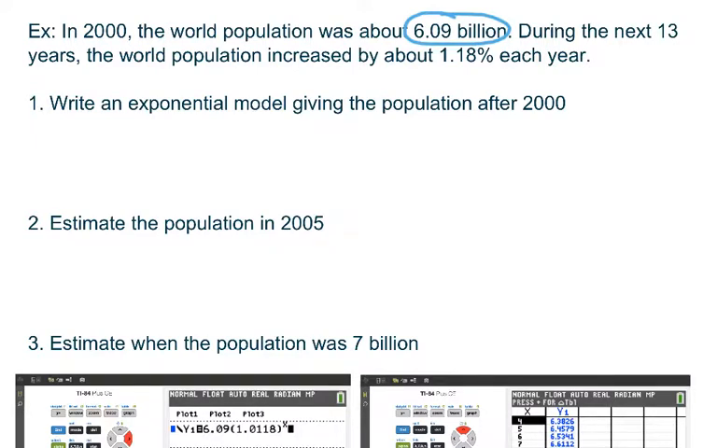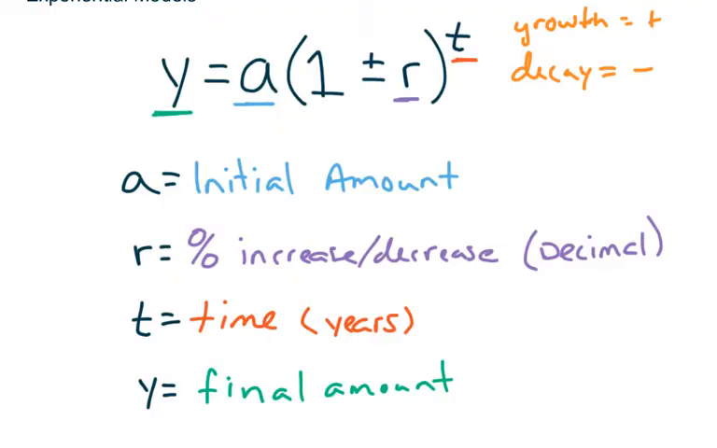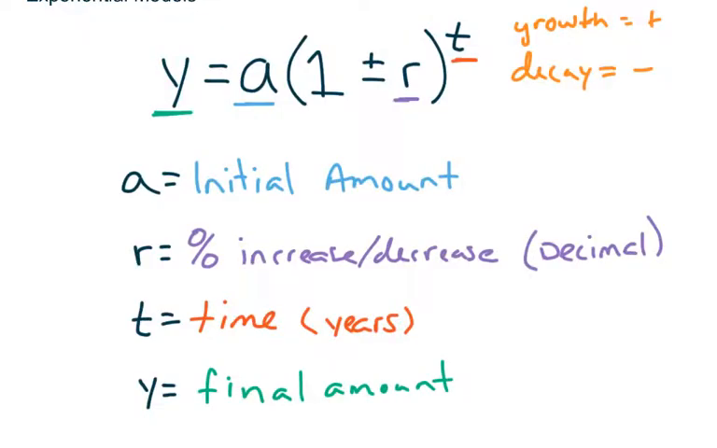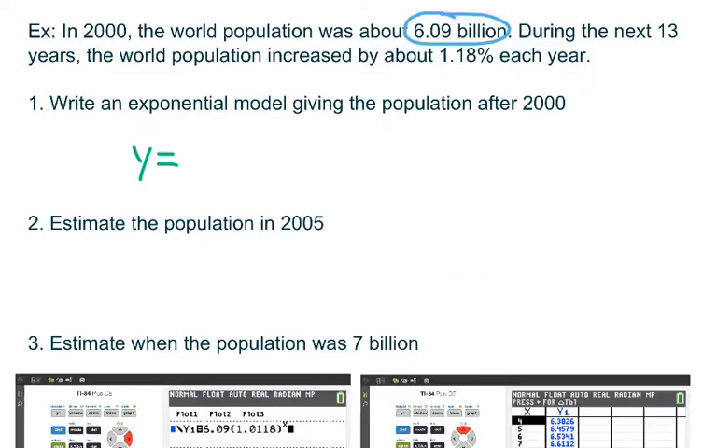So I'm going to start this. My y value was in green when I underlined it, so let me switch to green real quick. We're going to have y equals my initial amount, and I'm going to go back and forth. My initial amount was in blue, so my blue is going to be 6.09. Then times 1, and if we're growing, it says increased. We're never going to have increase and have minus, so it's going to be plus. We're increasing by about 1.18%.